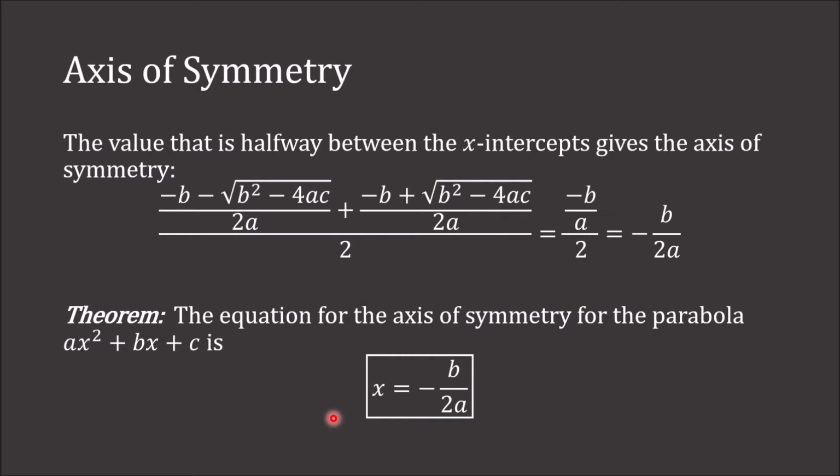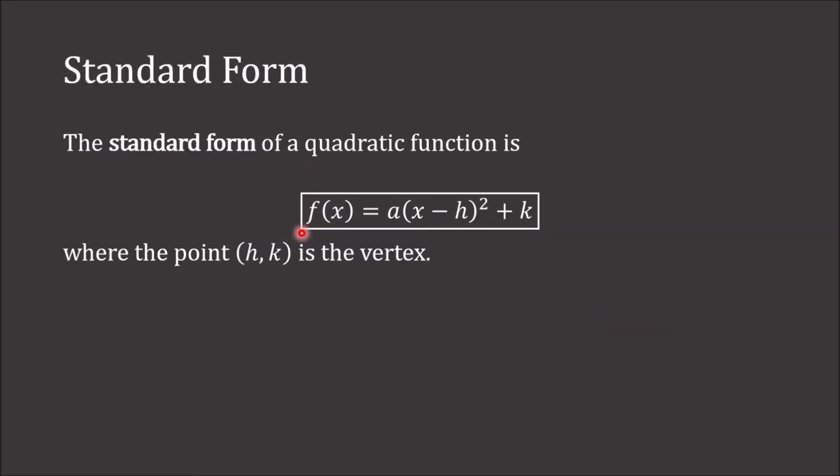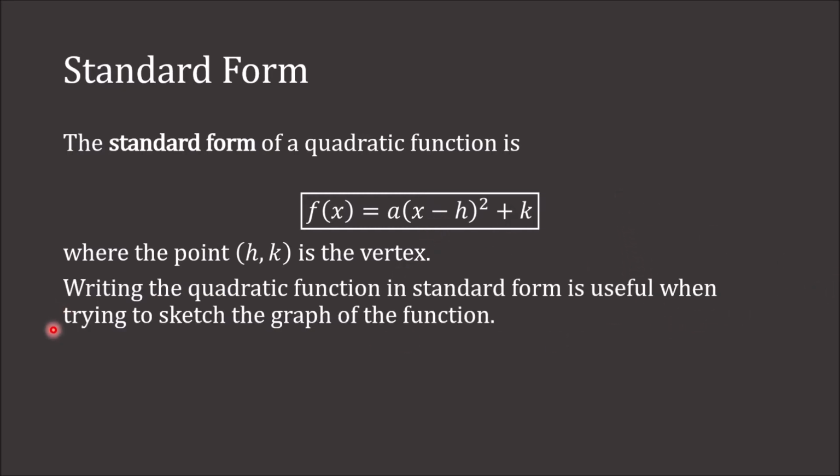Now, a quadratic function also has a standard form. Its standard form is given as f of x equals a times the quantity x minus h squared plus k, where the point (h, k) is the vertex of the parabola. This form is useful if we wish to sketch the graph of the quadratic function. What we're now going to do is compare the standard form and general form and see if we can glean any useful information out of it.